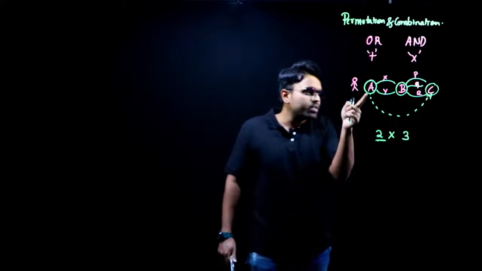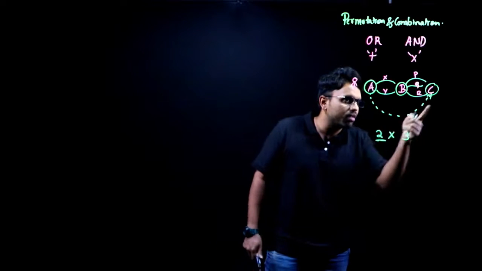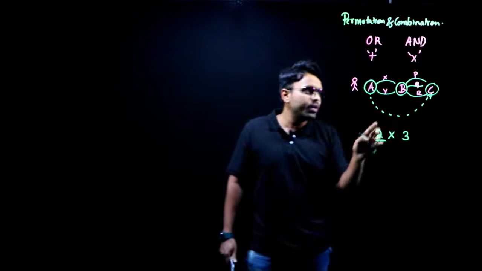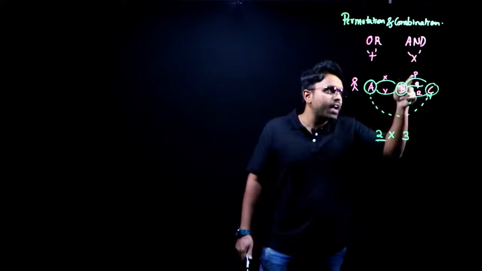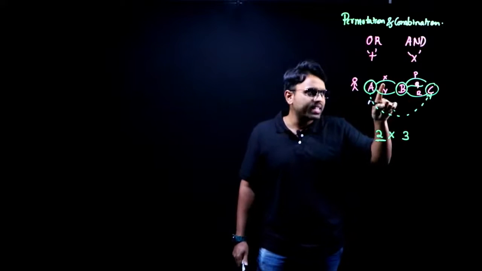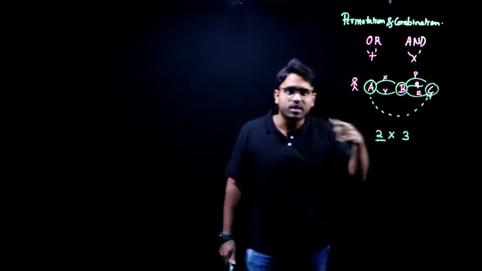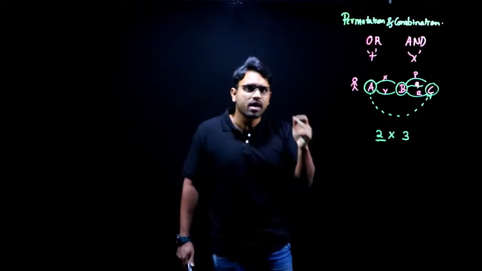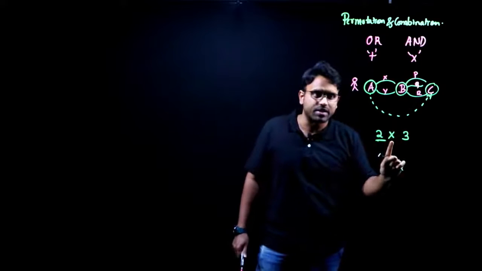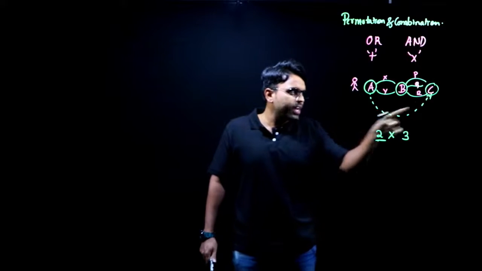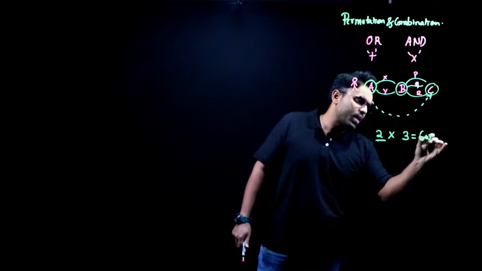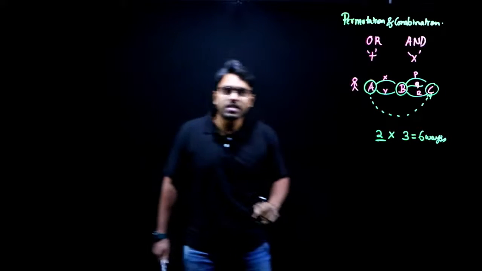But he has to travel from A to C. So what will he do? He will take route X and route P, or route X and route Q, or route X and route R. So what is the conjunction that I'm using here? I'm using AND in between. AND signifies multiplication. So to reach from A to C, he can go in 3 into 2, that is 6 ways.